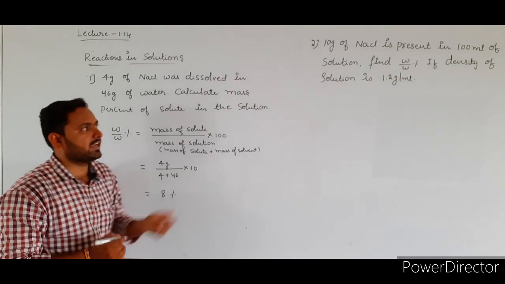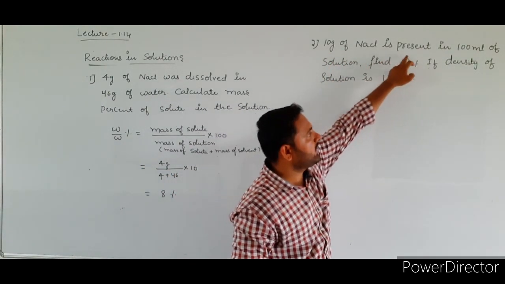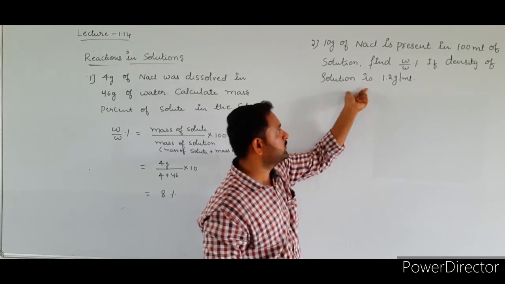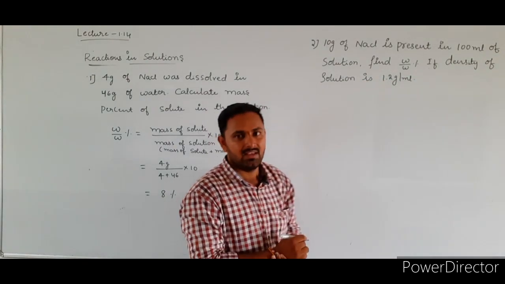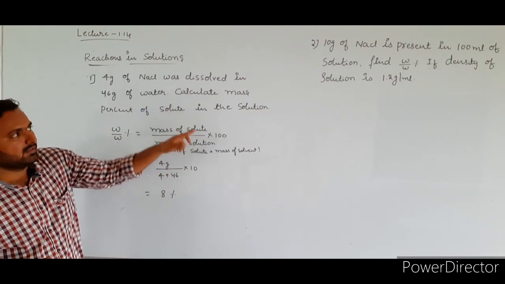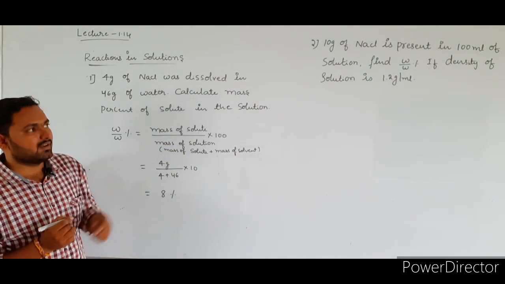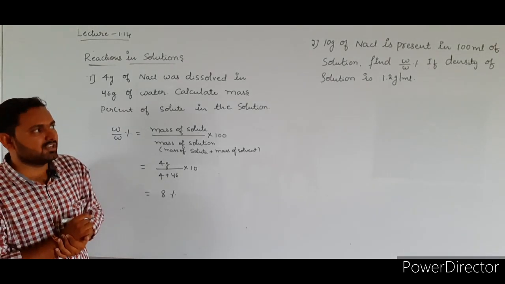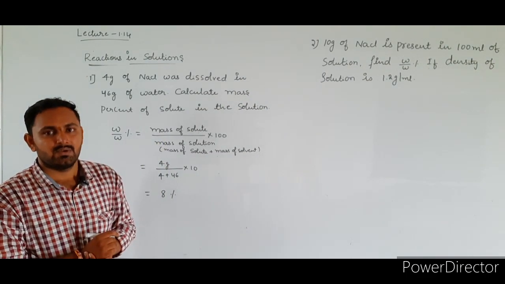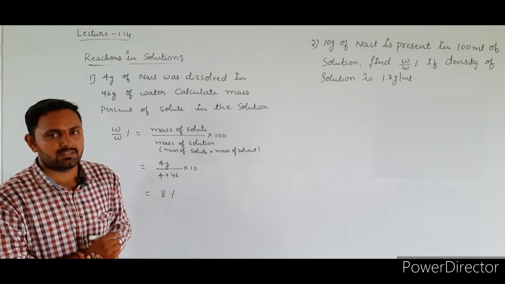Now let us go for the second numerical. 10 gram of sodium chloride is present in 100 ml of solution. Find the mass percent if the density of solution is 1.2 gram per ml. See here, according to the mathematical expression, we need the mass of solute. The mass of solute is given. Next we need the mass of solution, but it is not given. Instead of mass of solution, the volume of solution is given. So in such cases, by using the density relation, we have to convert the volume of solution into the mass of solution.